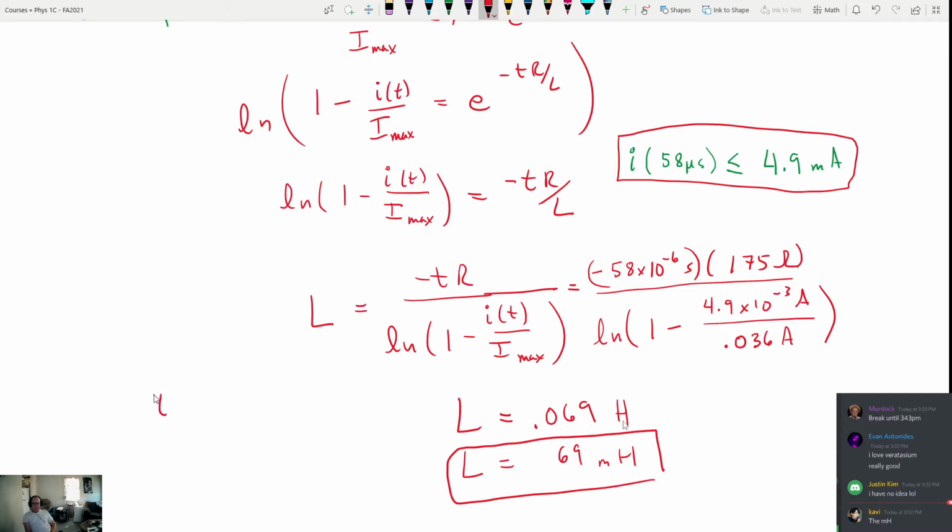The last question was, what is the time constant? And tau is just equal to L over R. So if we take 0.069 henries and we divide by the resistance of the circuit, which is 175 ohms, we get our time constant. So we take that, and I get 0.39 milliseconds, which would be 394 microseconds, and that's what our tau is.